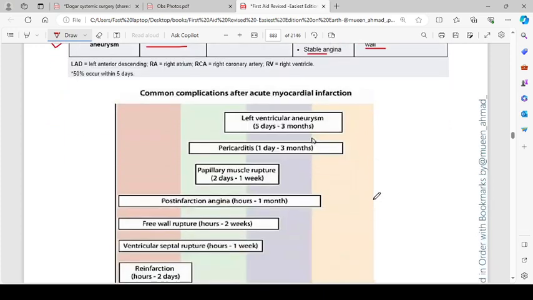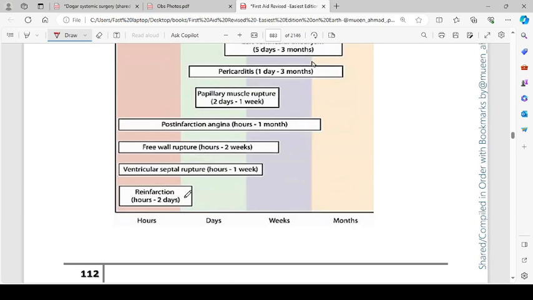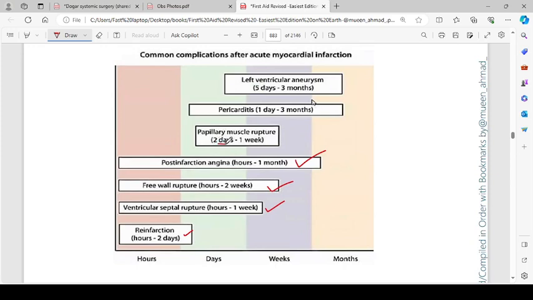Okay. Common complications of acute myocardial infarction. So reinfarction can occur within hours to days. Ventricular septal rupture, hours to 1 week. Free wall rupture, hours to 2 weeks. Post-infarction angina occurs hours to 1 month. Then papillary muscle rupture can also occur between 2 days to 1 week. Pericarditis, 1 day to 3 months. If it is happening at 1 day, it is post-infarct fibrinous pericarditis. If it is happening later than 2 to 3 weeks, then it is Dressler syndrome. And left ventricular aneurysm, 5 days to 3 months.